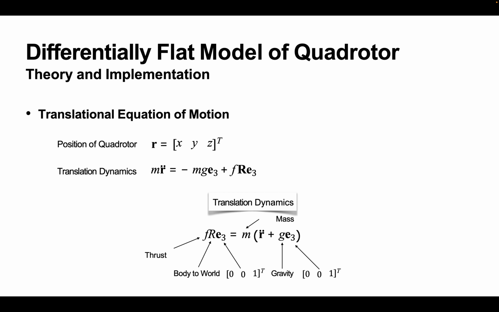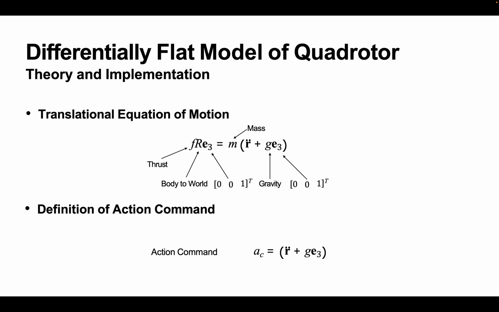We begin with the translational equation of motion. The mass times acceleration is equal to the gravity term plus the thrust direction term. Here, R is the rotation matrix from the body frame to the world frame, and F is the collective thrust that is generated by the rotors.